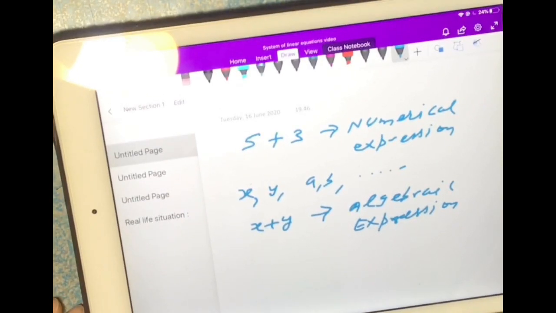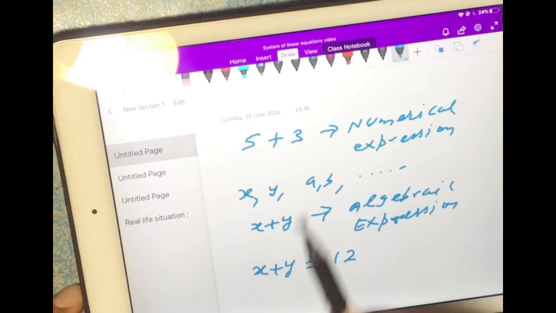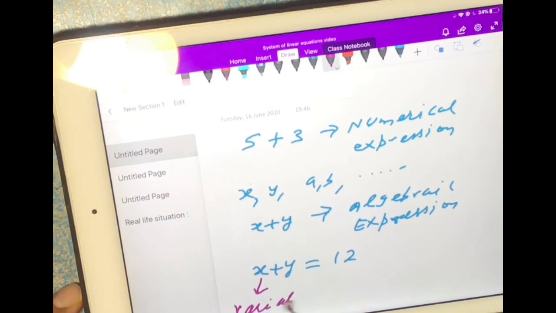Now, the next word which we should know is equation. What is an equation? Now I know that the total number of erasers and pencils in a student's bag is 12. So I equate the algebraic expression to a constant value, the constant number, that is 12. Now x and y both are variables or unknowns, and 12 is a constant, a fixed value.